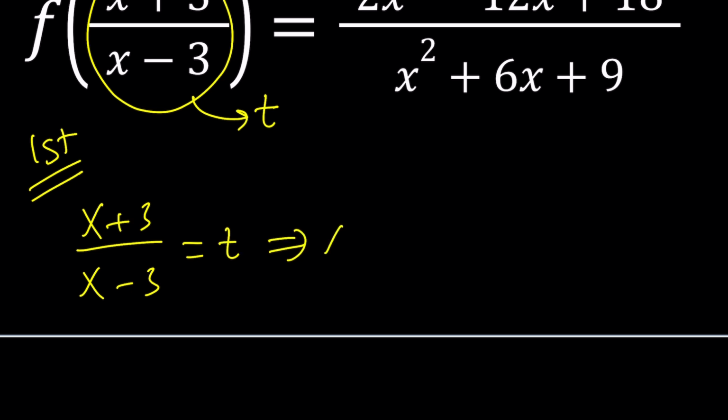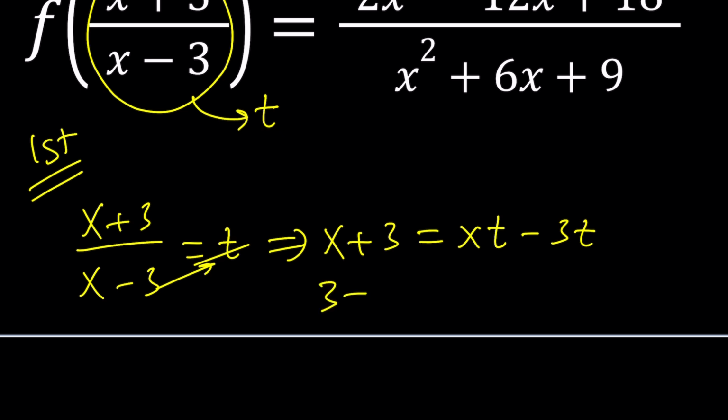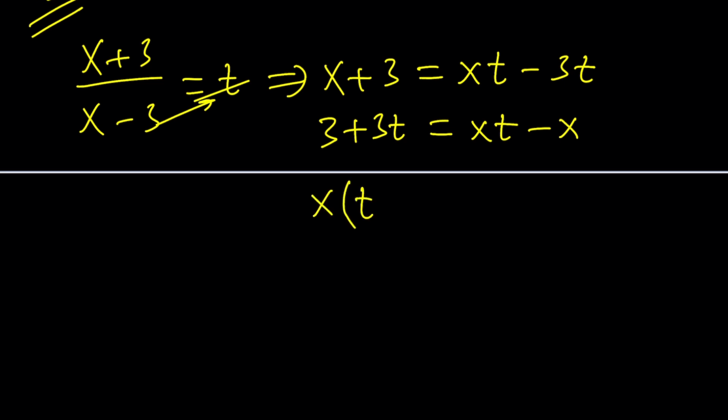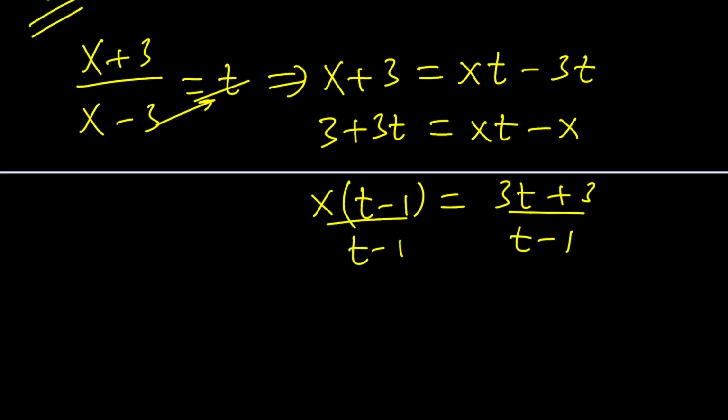Let's go ahead and cross multiply. x plus 3, multiply like this. You're going to get xt minus 3t. And our goal is to solve for x. So let's put all the x terms together and the t terms or everything else together. xt minus x. Now I can factor out the x, put it first, t minus 1. And this is 3t plus 3. And finally, I can divide both sides by t minus 1, and that'll cancel out the t minus 1, and I can get x by itself.